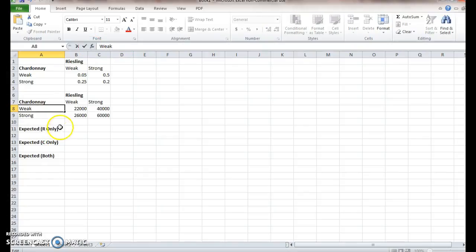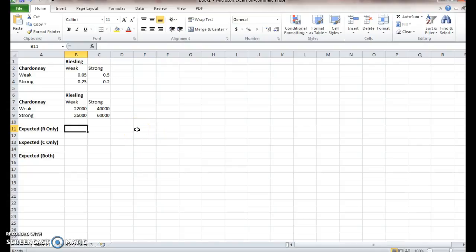Week, not day of the week. So if we're doing the expected value for Riesling only, notice that if you add up all four probabilities, they do add up to 1: 0.55 and 0.45 make 1. So if we're talking about Riesling only, the Riesling market is weak 0.05 plus 0.25, so it's weak 30% of the time, or 0.3, and 70% of the time the Riesling market is strong. So what we need to do is figure out what the Riesling market is and then multiply.